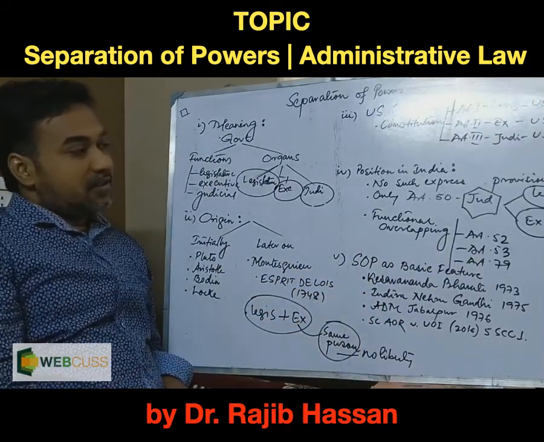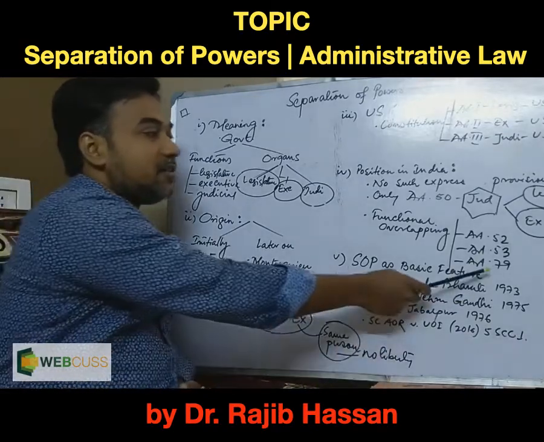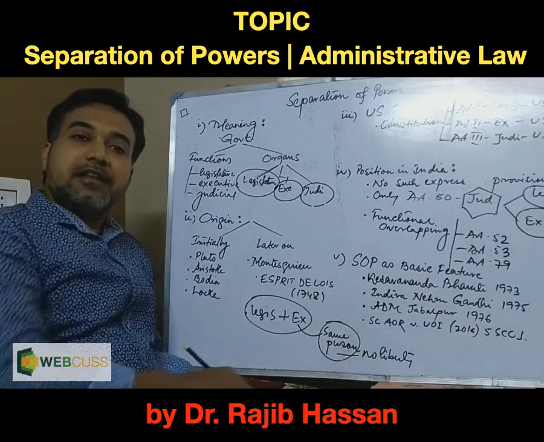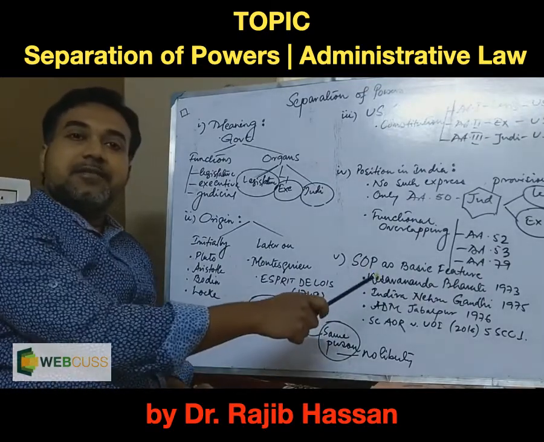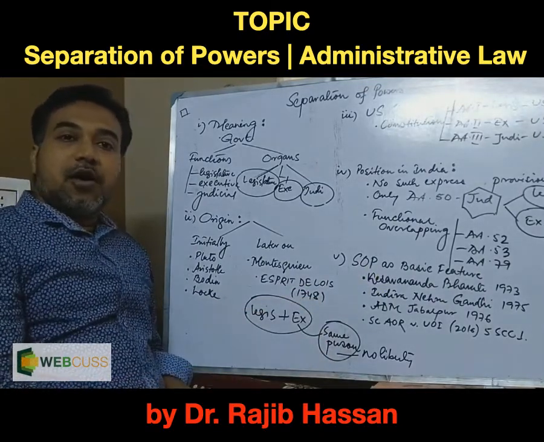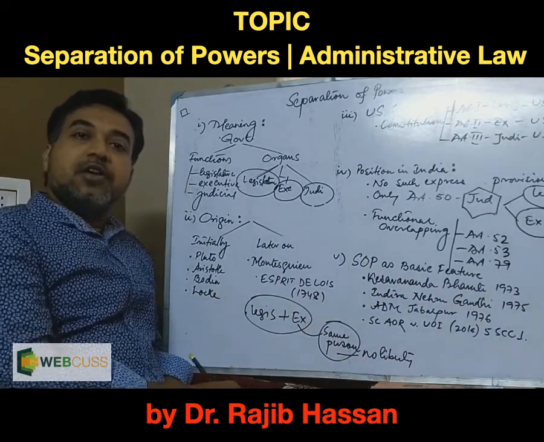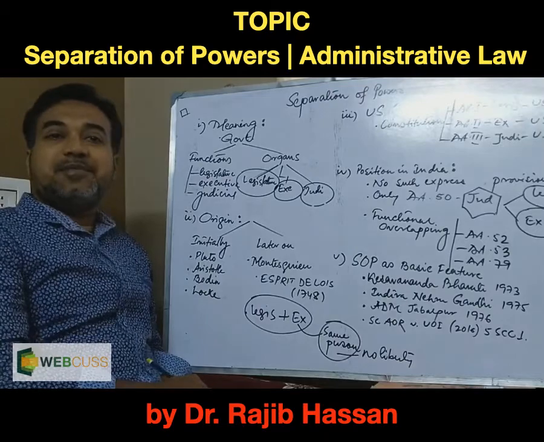So Article 52 and Article 53, these two articles are making the President of India the chief executive head of the Union. Now interestingly, Article 79, which speaks of composition of the Parliament, says that the Parliament of India shall consist of three things: Rajya Sabha being the upper house, Lok Sabha being the lower house and the President of India.